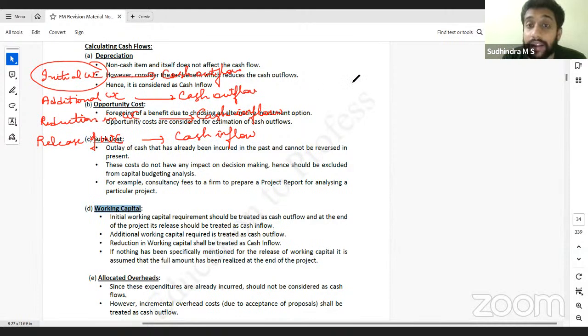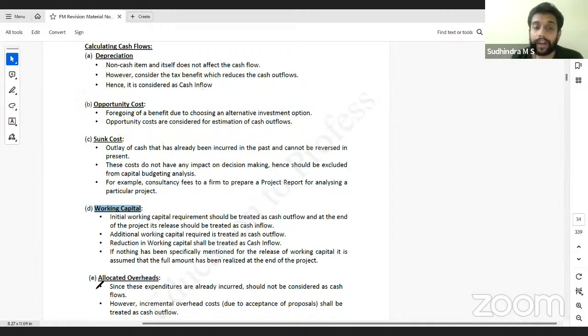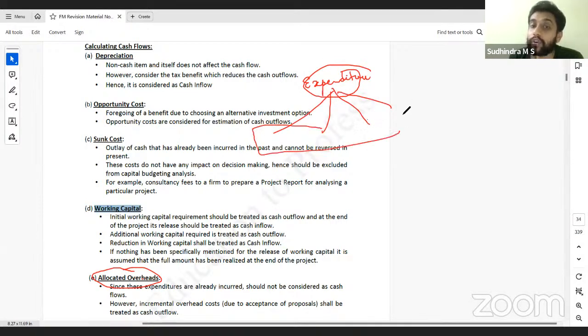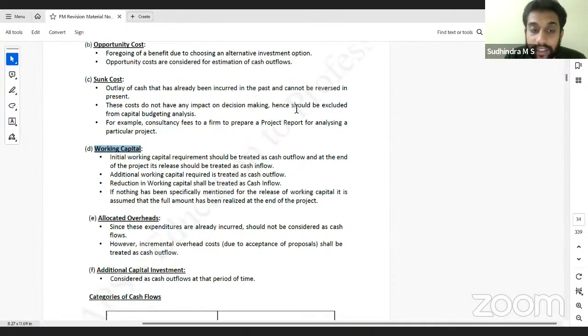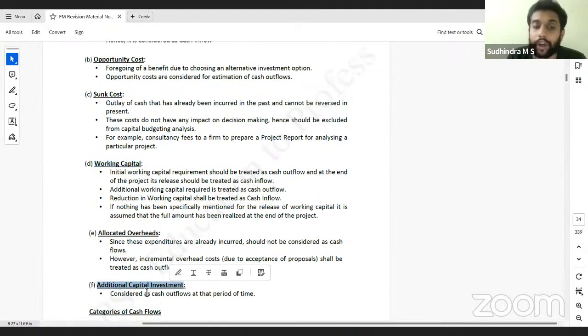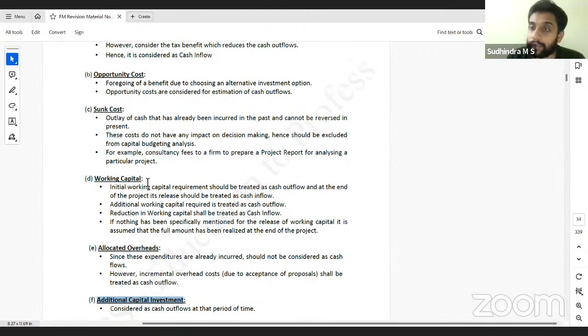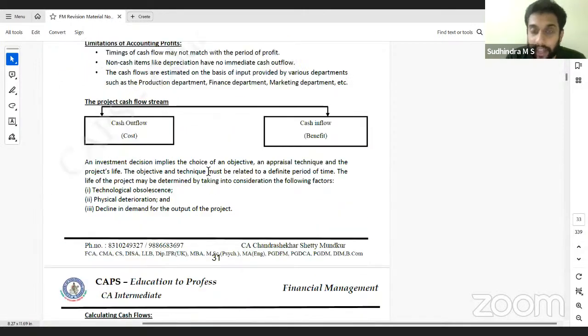Yes. Then there are allocated overheads. Expenditure is already incurred. After the expenditure is incurred, it is allocated to different departments. So allocated overheads will not be considered as cash flow, because the expenditures would have already been incurred earlier. Only that expenditure is allocated to the various departments here. Therefore, it is not considered as cash flow. Additional capital investment obviously is cash outflow. Okay, write down.